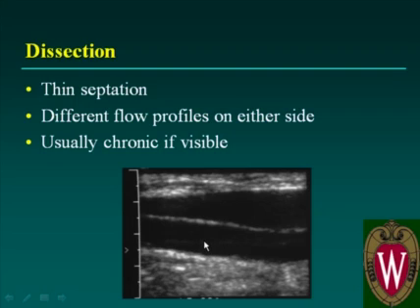In general, acute dissections can be very difficult to see because it is simply a very thin layer of intima that's raised in the lumen. In general, these become more visible as fibrin deposits on the dissection, and the dissection becomes chronic.